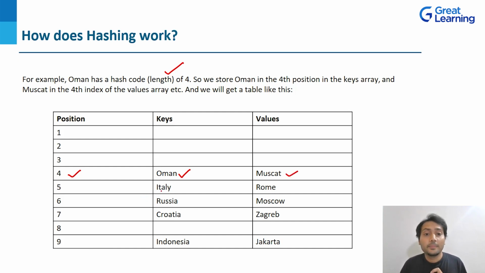Fine. Similarly, the length of Italy is 5. So I've stored it in the index location 5. Russia is 6. I have stored it in this location. Croatia is 7. I have stored it here. Fine. Similarly, we have the capital cities as the values. So these are your keys. So in this example, based on the length of that country name, I'm locating it in those positions.